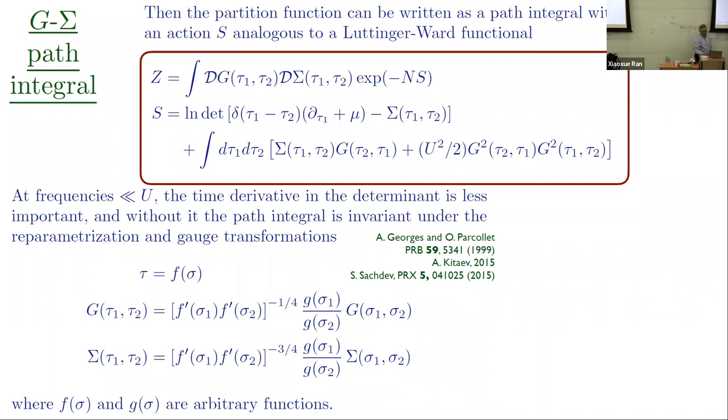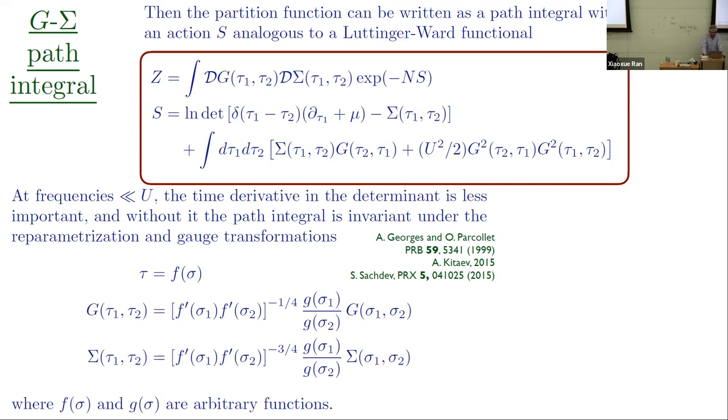So in this theory, that means I can just drop this d by d tau. It gives me the I omega. I can drop the mu because it cancels against a constant. I can just throw that term out. If I throw this term out, then the remaining action has a huge symmetry. It has an emergent gauge symmetry and an emergent time reparameterization symmetry.